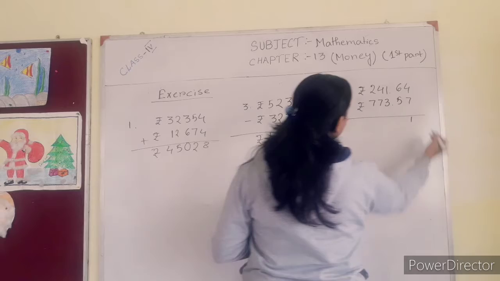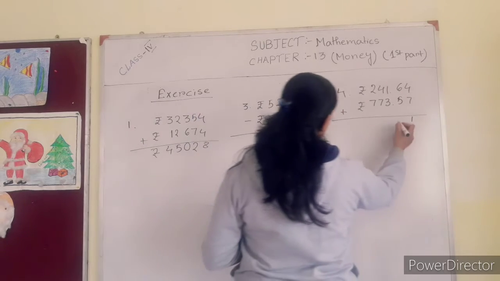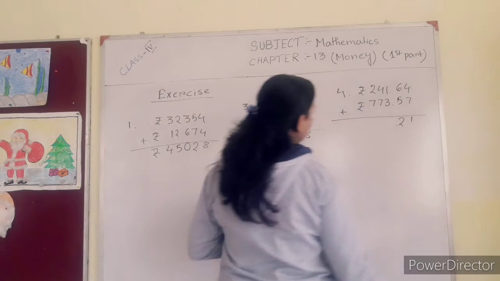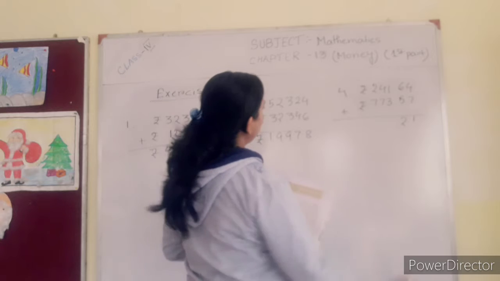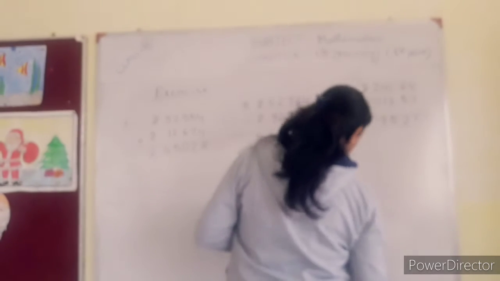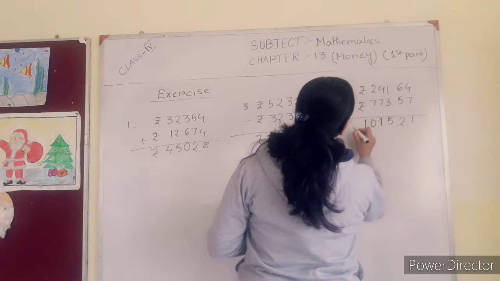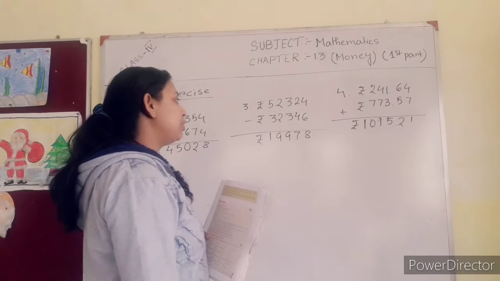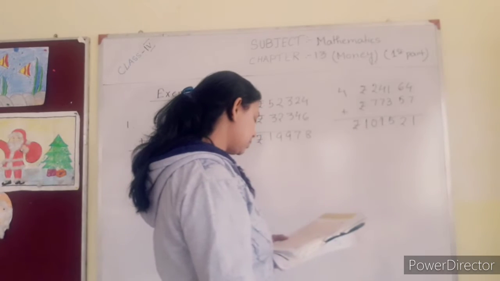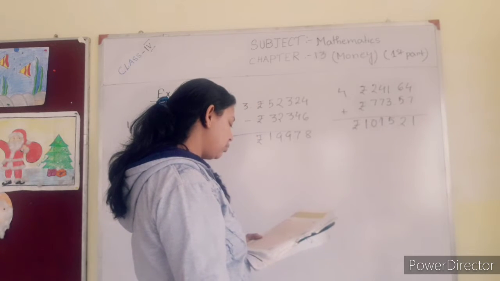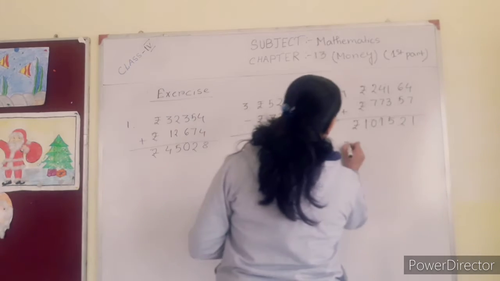4 plus 7 is 11, 1 is in your hand. 6 plus 1 is 7, 7 plus 5 is 12. Again 1 is in your hand. 1 plus 1 is 2, 3 plus 2 is 5, 7 plus 4 is 11. 1 is in your hand. 2 plus 1 is 3, 7 plus 3 is 10. So rupees 1015.21. Subtract rupees 503.82 from this amount.